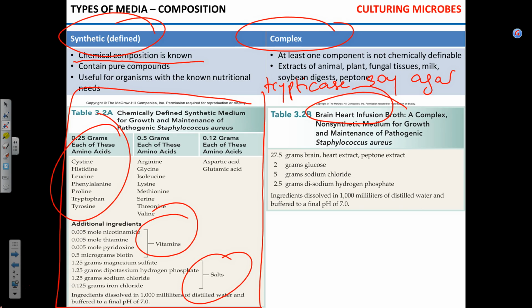Now, if we take a look at this media, complex, which supports growth of a bunch of microbes, and defined, which corresponds to exact nutritional needs of a particular organism. The question that may arise is, why do we use synthetic medium? What is the point? Why don't we just skip it and just grow microbes on the complex medium? Which advantage can synthetic medium give us? Excellent. We can manipulate it.